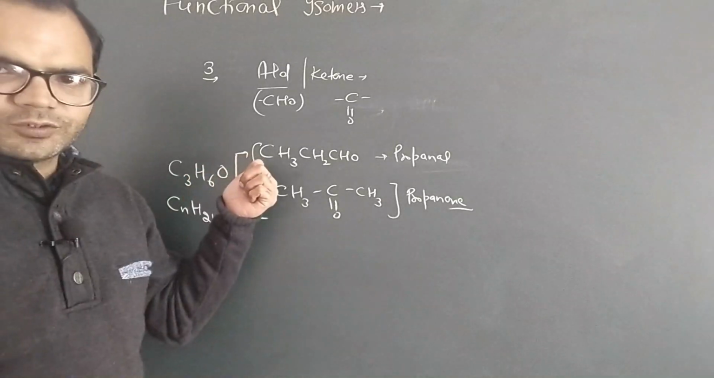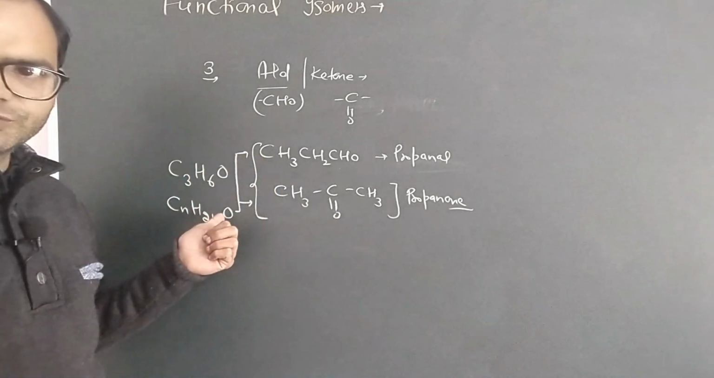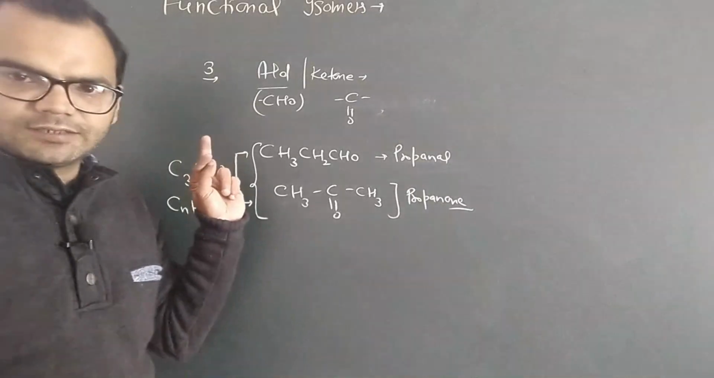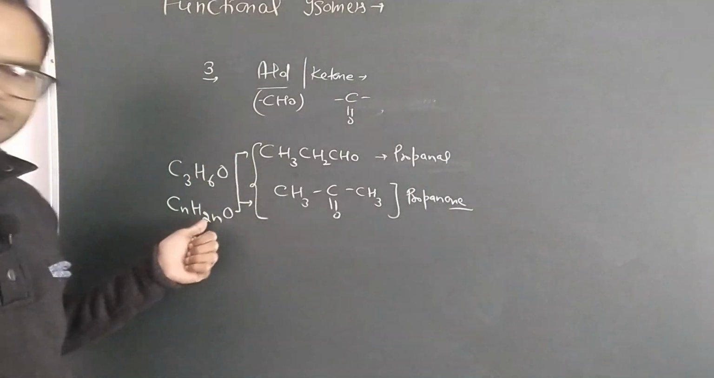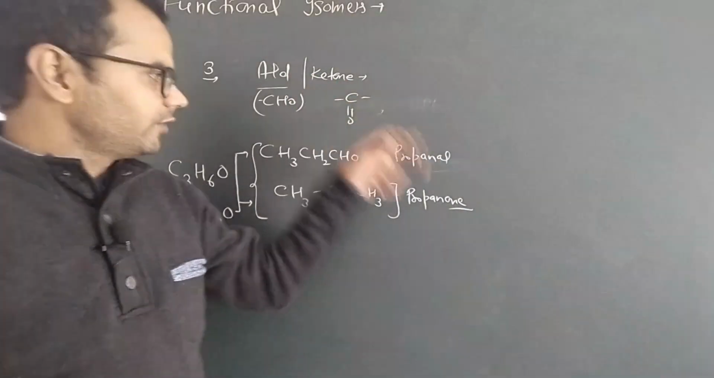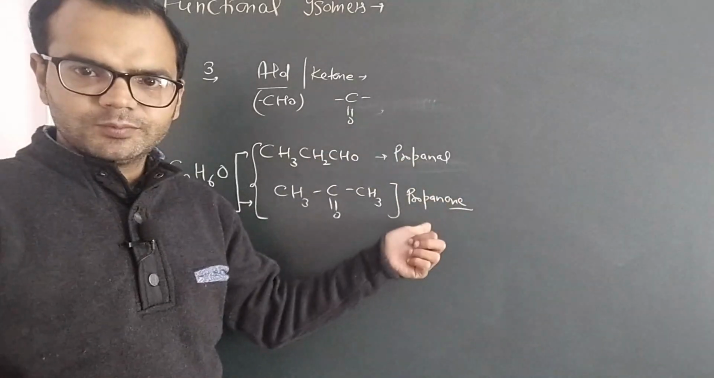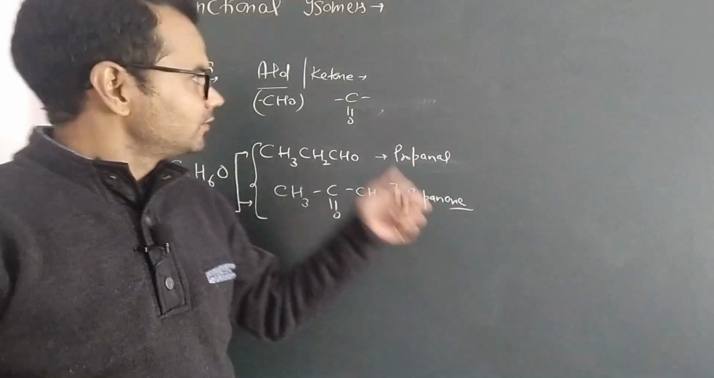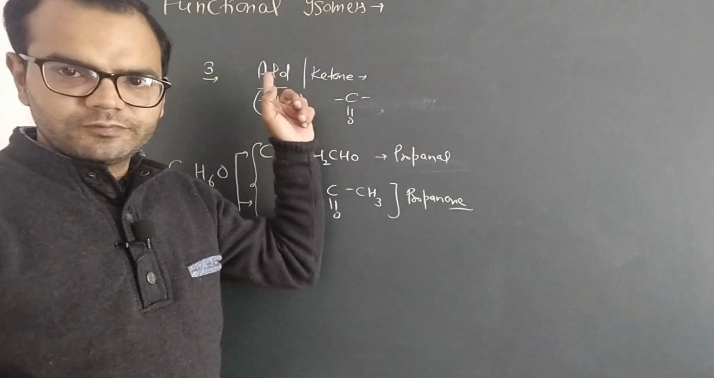The previous general formula was CnH2n+2 and 1 oxygen, which represents alcohol and ether. But if the hydrogen is just double, then it represents aldehyde and ketone. Here we have the example propanal and propanone. Right. So it is the third set of functional isomers.